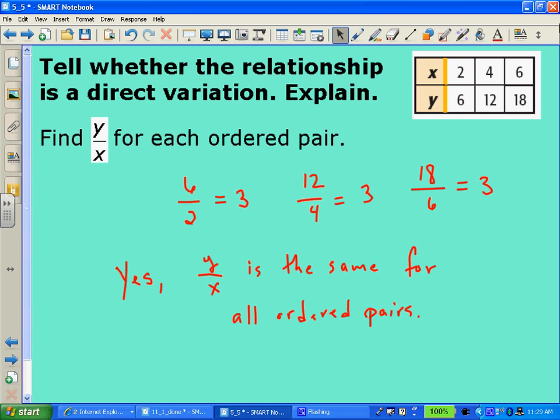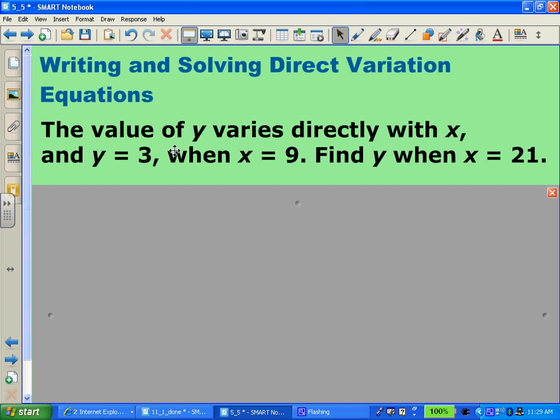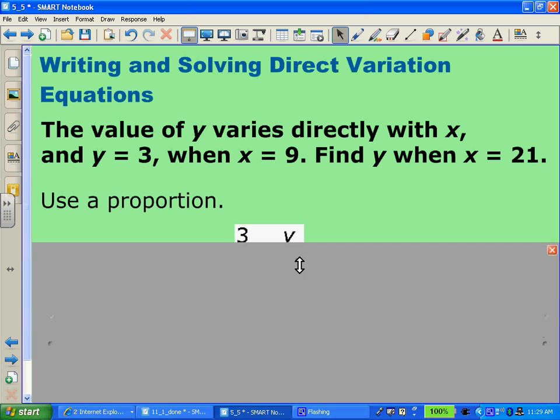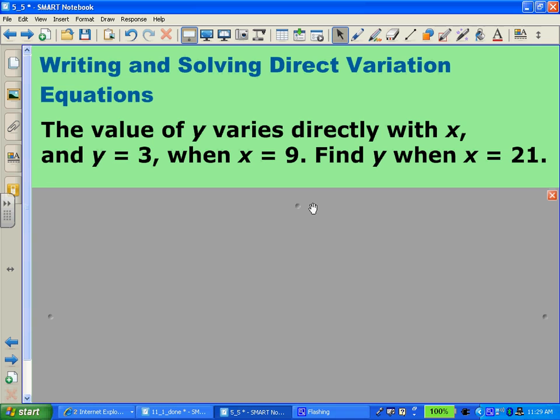Okay, so that's how I figure out from a table if it's a direct variation. And then the next thing we want to do is write and solve direct variation equations. And here's what these problems look like. They actually look a little more complicated than they actually are.